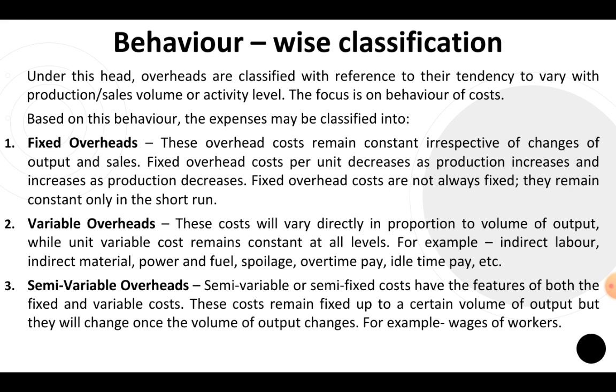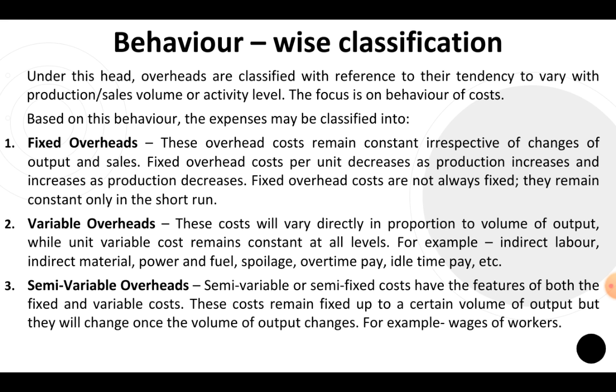These costs are also referred to as costs which are directly related to production, whereas fixed overhead costs were inversely related to production. The higher the production, the lesser the cost. But in the case of variable overheads, they are directly related to production. So higher production, higher cost. Total variable costs are also directly proportional to the volume of output. Examples are indirect labor, indirect material, power, fuel, spoilage, overtime pay, idle time pay, and so on.